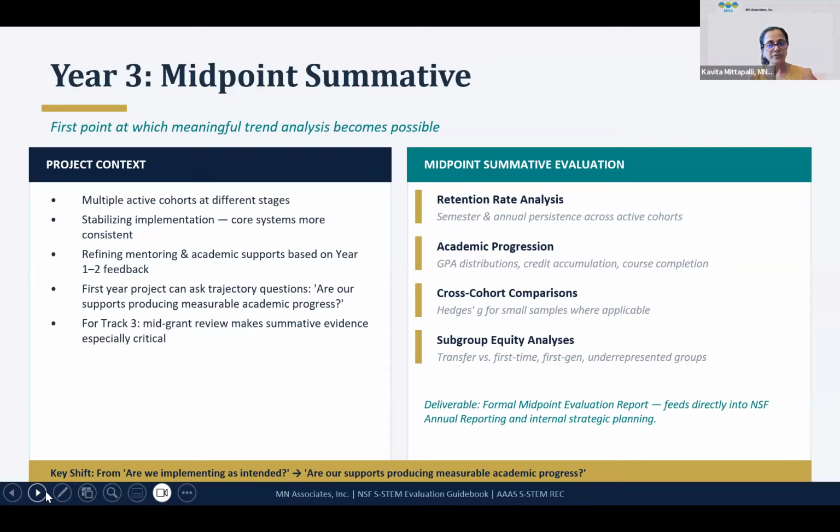So if midpoint results surface a subgroup analysis, say transfer scholars persisting at, say, lower rates, then the PI team can respond with some targeted advising mechanisms immediately. So the summative evidence really becomes the catalyst for a new formative action, going back to what I was talking about, continuous feedback. Next slide, please.